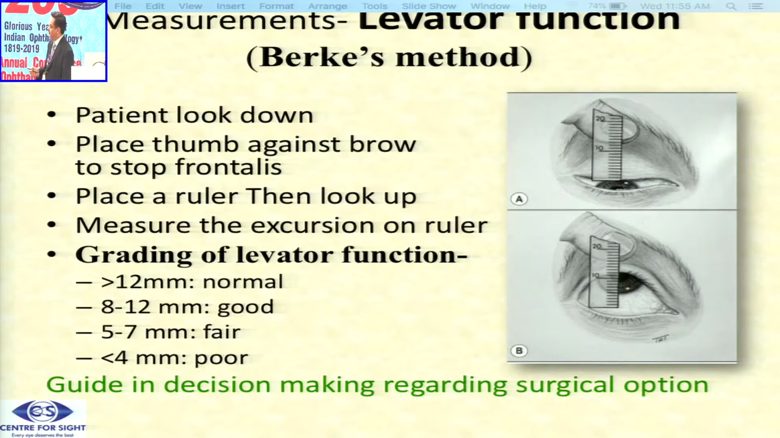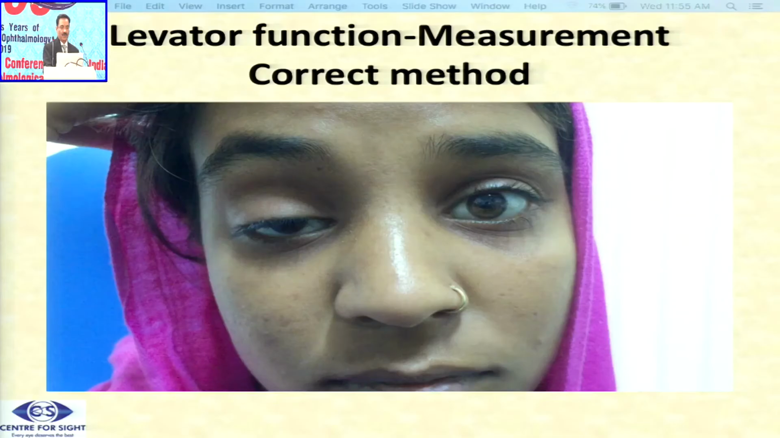Now, this particular diagram, which is taken from a textbook, is showing a wrong method to measure levator function, because here the examiner is pulling the eyebrow up, and this will give you erroneous levator action, because you will be giving some amount of pull on the levator by your thumb. You can see this eyebrow is pulled up by the thumb. So, this is not the way it should be done. So, how should it be done?